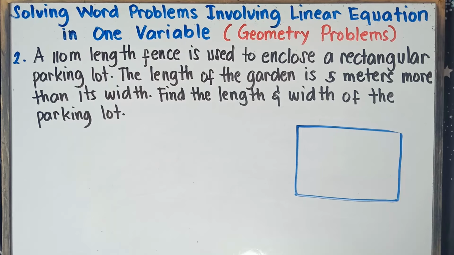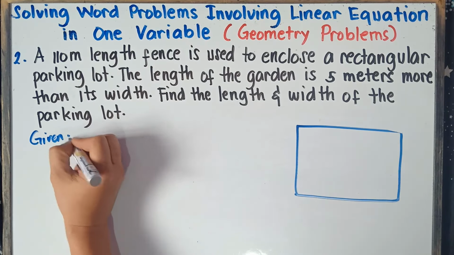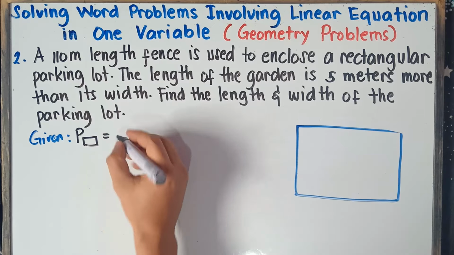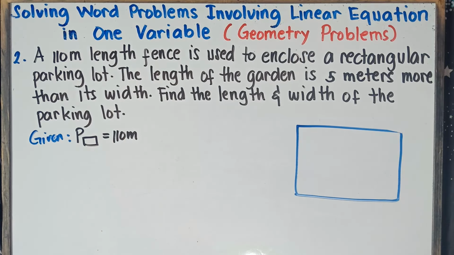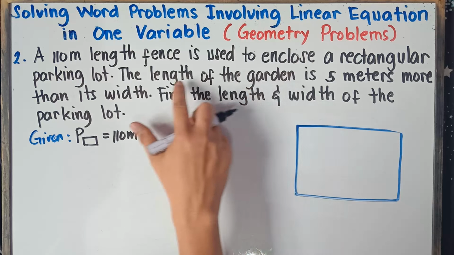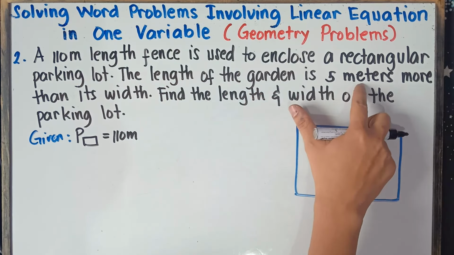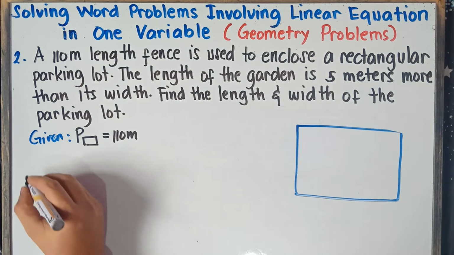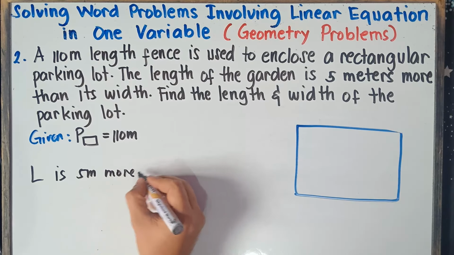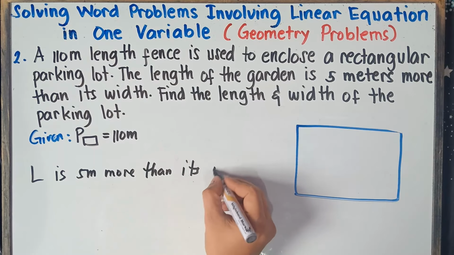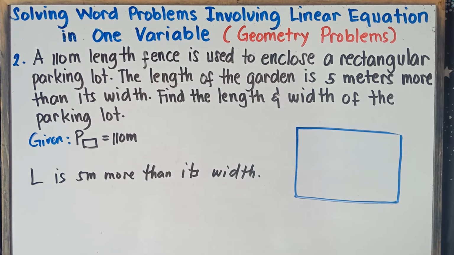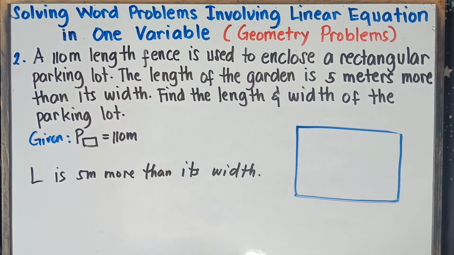So we can write down our given. Given, we have the perimeter of a rectangle is equal to 110 meters. Now, it says on the second statement, the length of the garden is 5 meters more than its width. So let's just write that one. Now, how will you write this one, class? The length of the garden is 5 meters more than its width. How will you write this one, class?